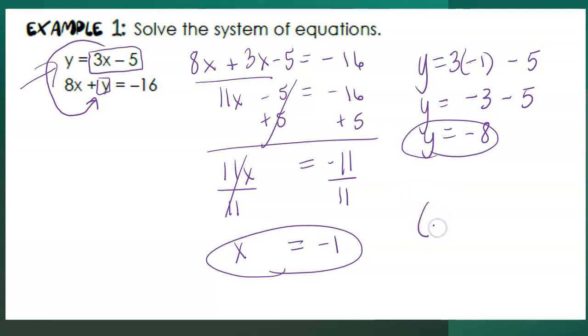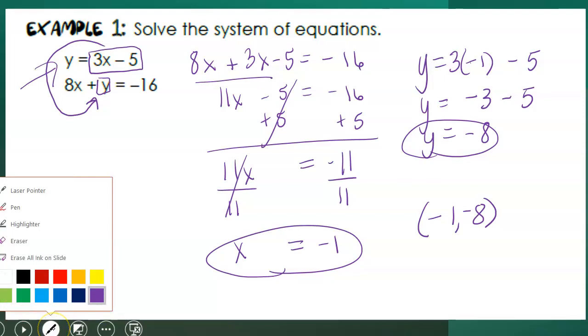And I'm going to write this as a coordinate pair. Okay, my solution is a coordinate pair. Why is that? Because if we were to graph y equals 3x minus 5 and 8x plus y equals negative 16, negative 1, negative 8 is where the two lines would intersect. Okay, let's move on to example 2.